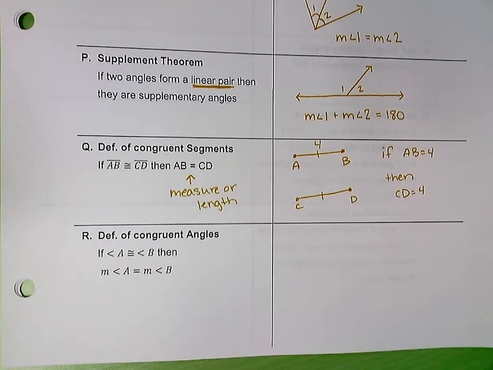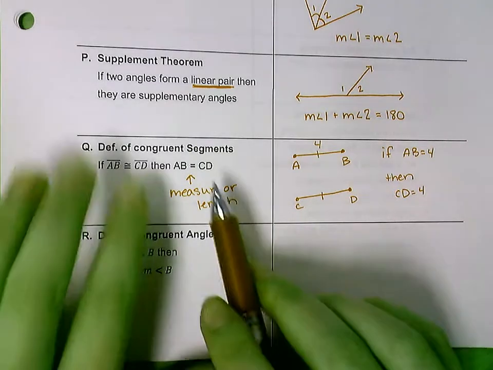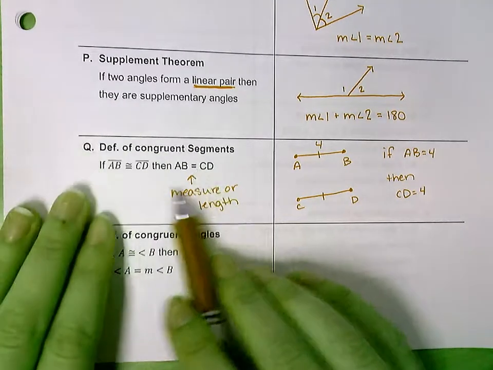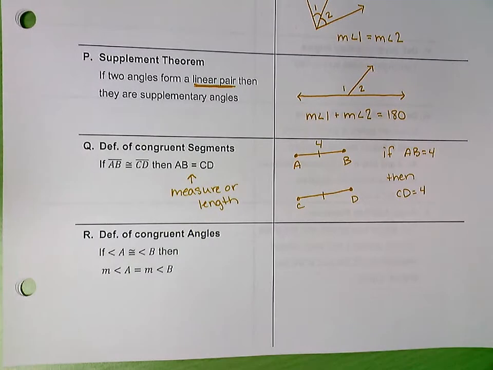Okay, so this definition of congruent segments switches it between congruency and measure. So either or, this can go forward and backward. If you were given that their measures are equal, you could also state that their segments are congruent. So that's what the definition of congruent segments does: switch it between congruency and equal measures.